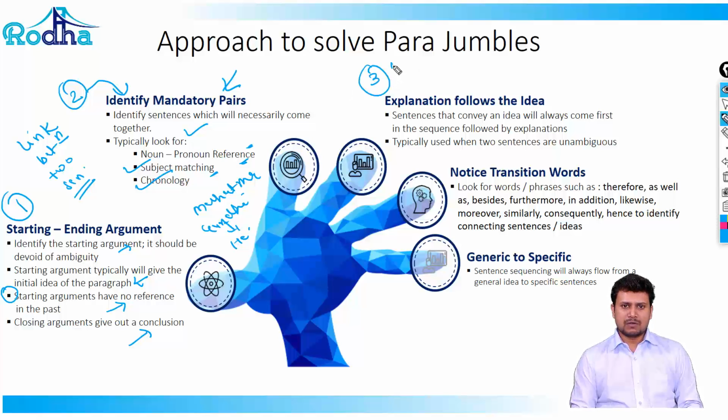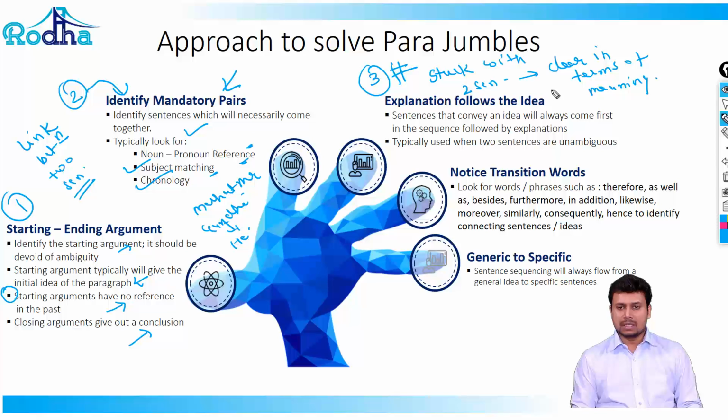Let's look at the third one. This is one of my most favorite approaches. It's called explanation follows the idea. Now what does that mean? It means typically when you're doing parajumbles, you will always be stuck with two sentences, as both of them will be clear in terms of meaning. So if I'm eliminating options, I'm always stuck with two sentences which may give me clarity in terms of meaning. Then how do I know which one is the starting argument? That's when this topic comes in handy.